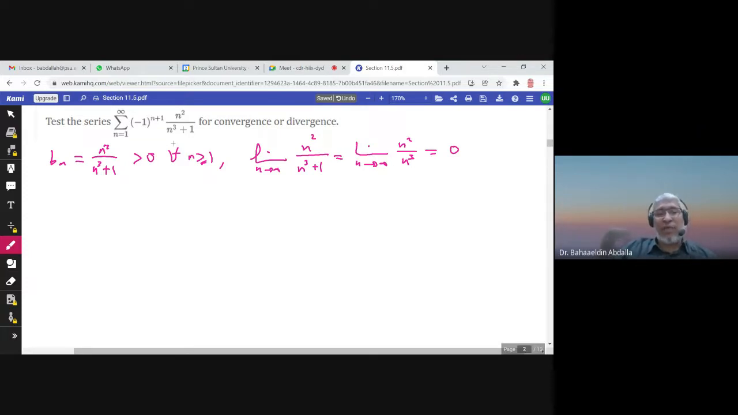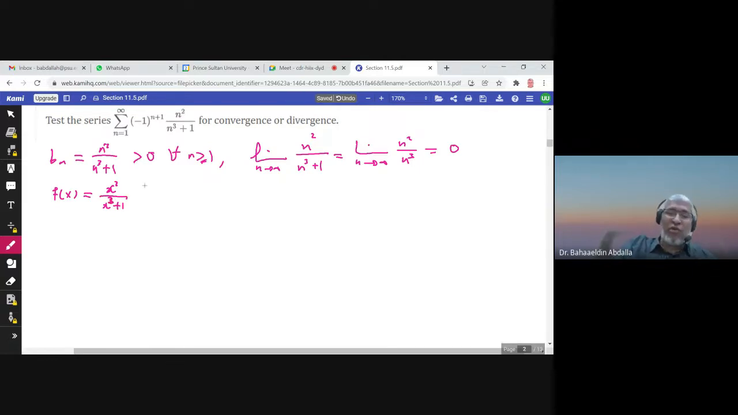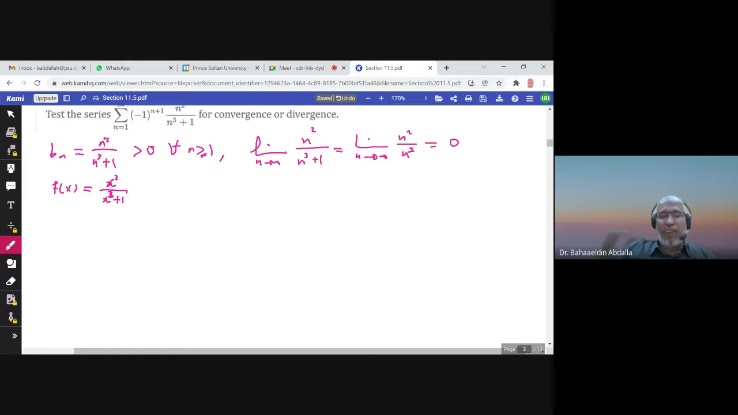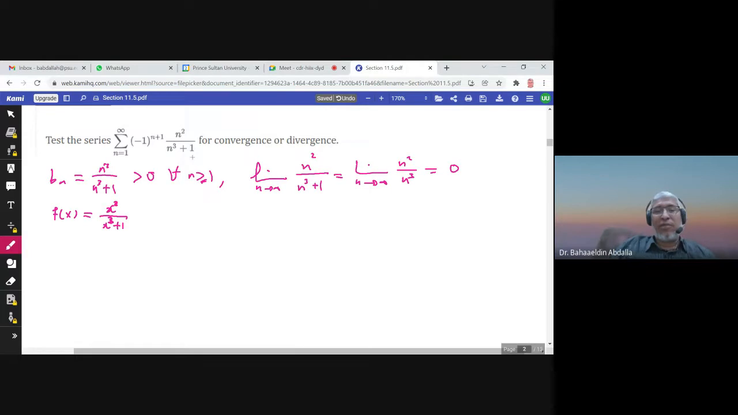I have n up and n down. So if you remember, we write the function and find the derivative and prove that the derivative is negative when n is greater than or equal to 1 or any other number greater than 1. If the derivative is negative, the function is decreasing. It is not easy here to show that Bn plus 1 is less than Bn.